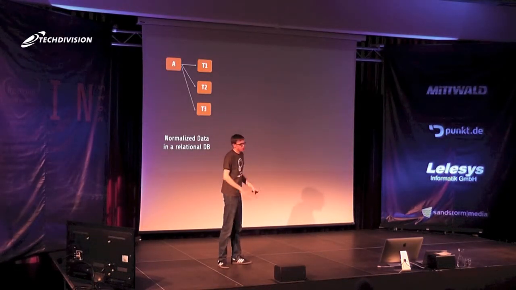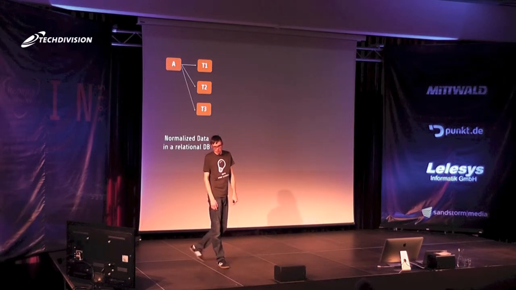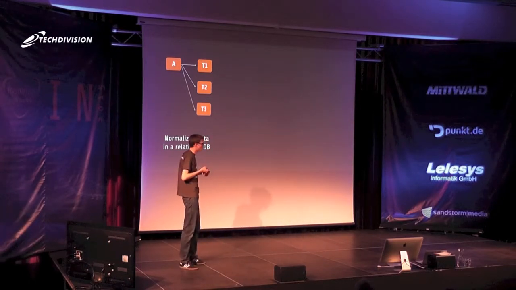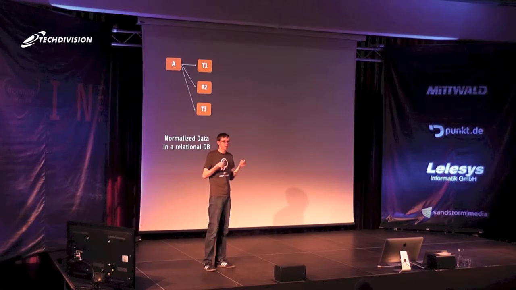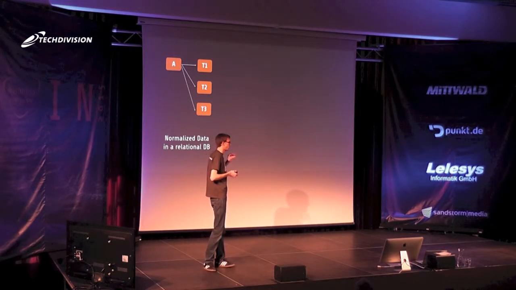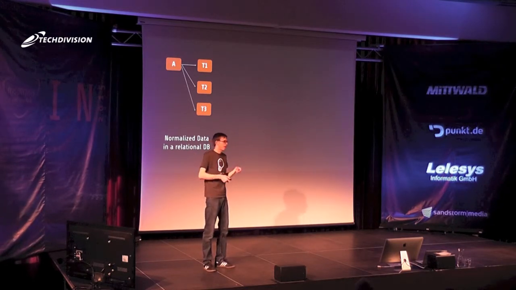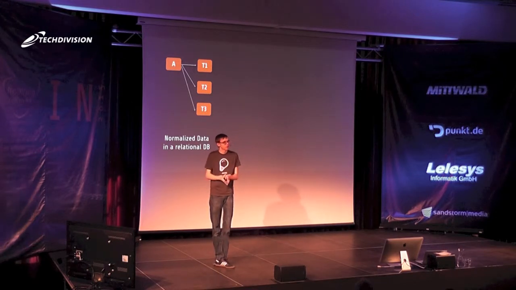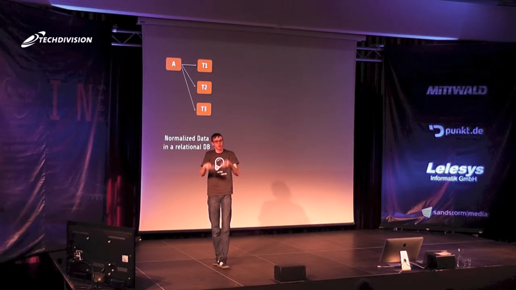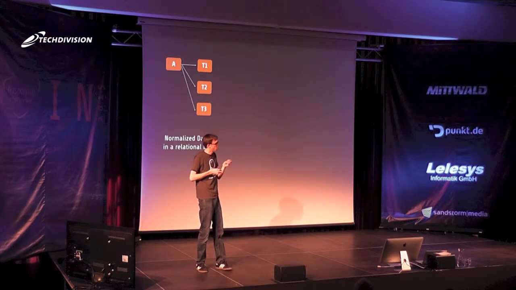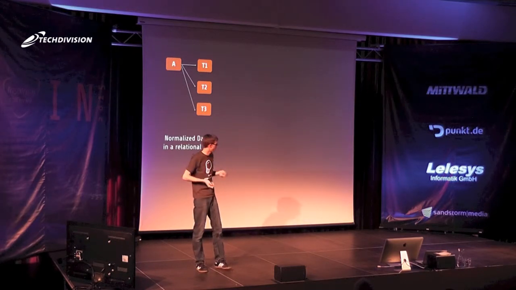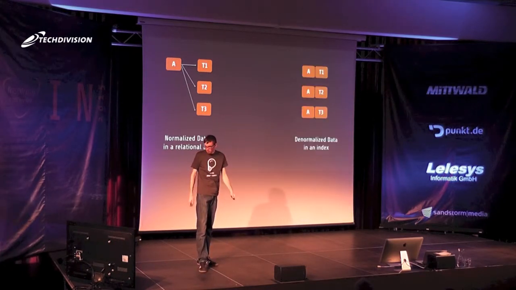In a relational database like MySQL, for instance, you normalize data very much, which means that you want to reduce duplication in your data. A single data element, a person, a tag, an article should exist exactly once in our database, because if we want to change it, we only want to update a single place. And this is what we call normalized data.